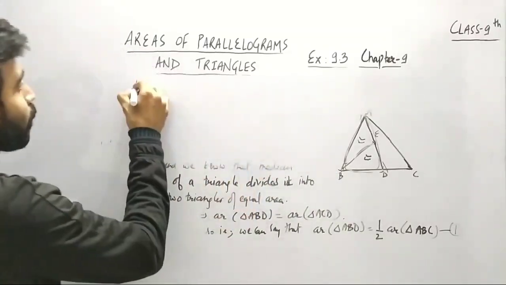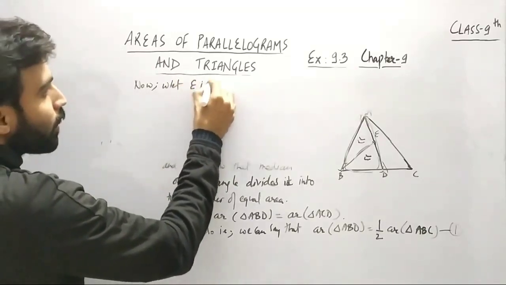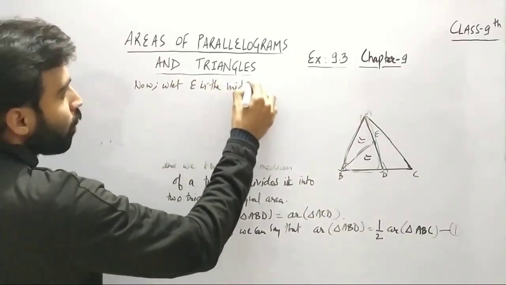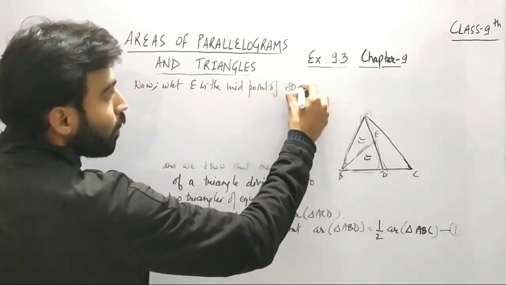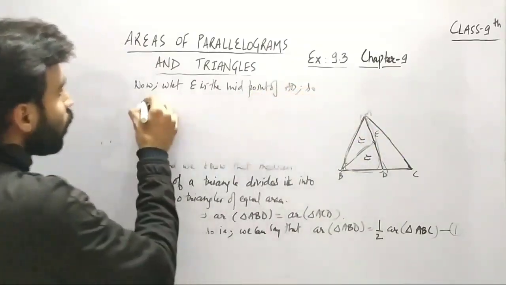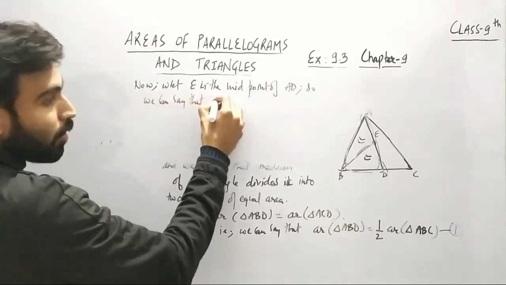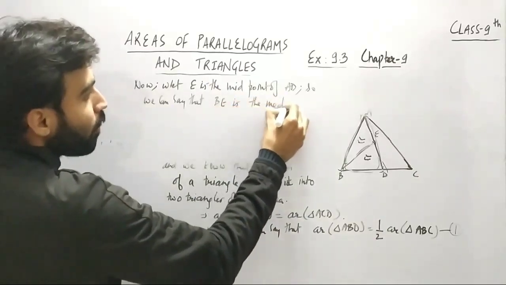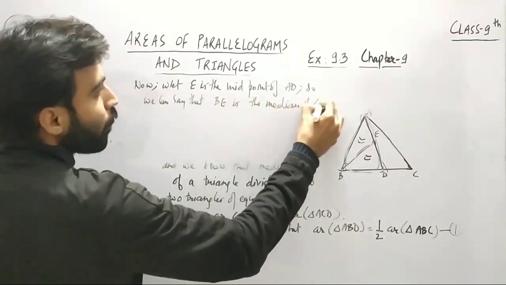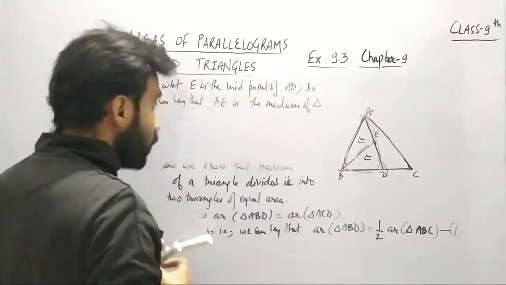So now we know that E is the midpoint of AD. So we can say that you can see BE is the median of triangle ABD, right? So let me just write down A here.